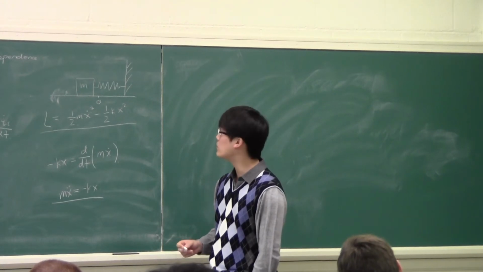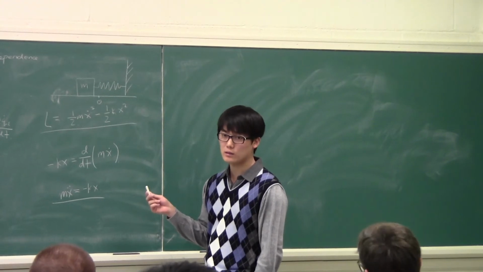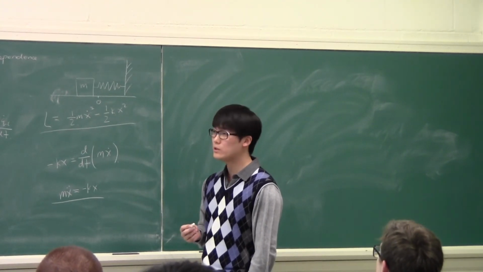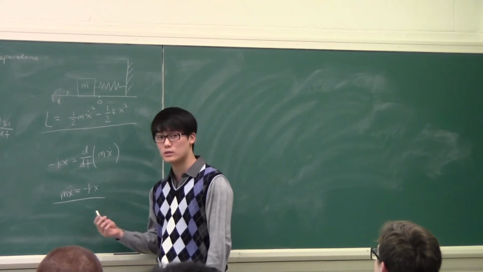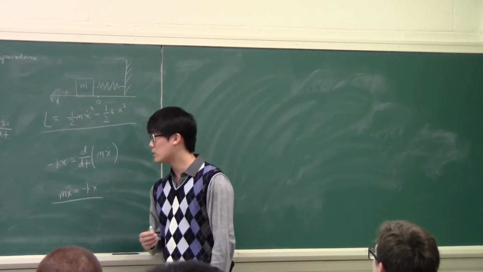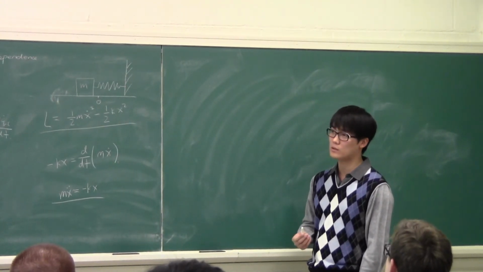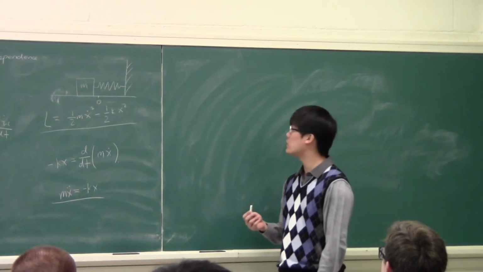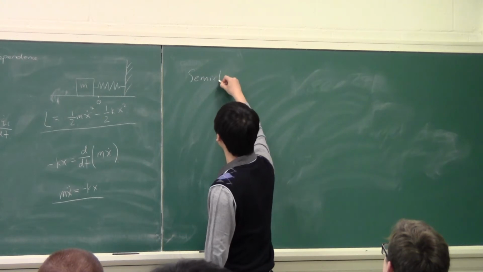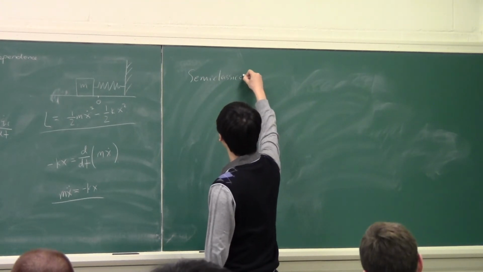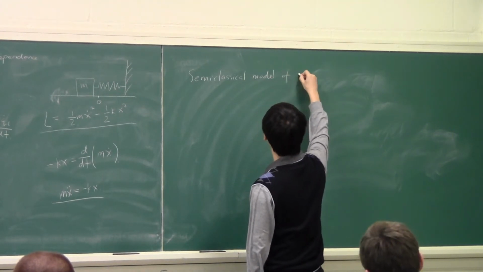So this is a very simple example, but actually much physics can be gained by studying the simple harmonic oscillator. Let me just look ahead into the course and tell you why it is important that we study the simple harmonic oscillator. Because a lot of the models in physics are based on it. For instance, I'm going to tell you about what's called the semi-classical model of solids.